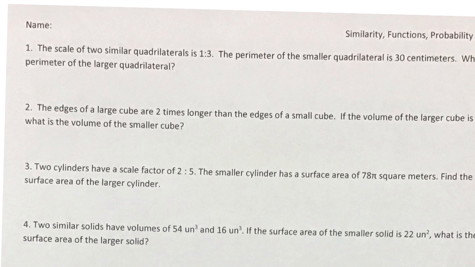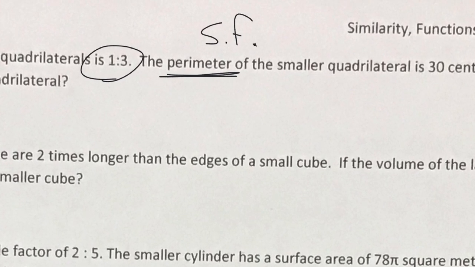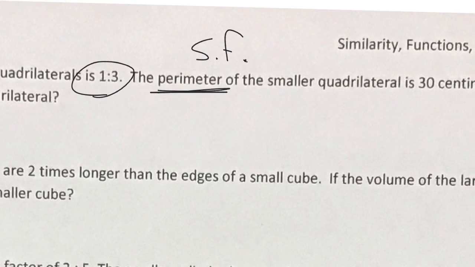Okay, scale factor. So we're told in number one that we have some similar quadrilaterals with a scale factor. And then we're told something about the perimeter. So if we're going to calculate something's perimeter, which ratio do we need to know? We need to know the scale factor. Scale factor is a linear distance. Perimeter is a linear distance. So we're going to set up our proportion with the given scale factor.